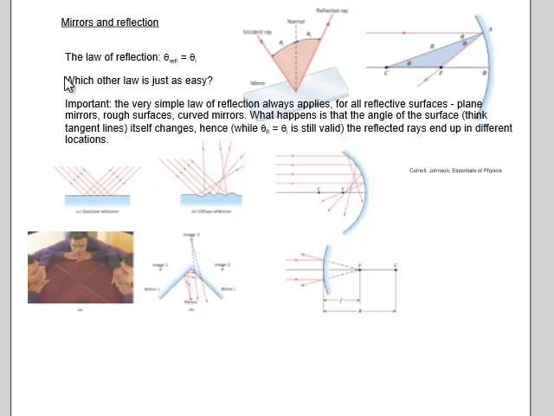By the way, which other law is just as easy? What comes to my mind is Newton's third law, equal and opposite forces on two different objects as they interact.